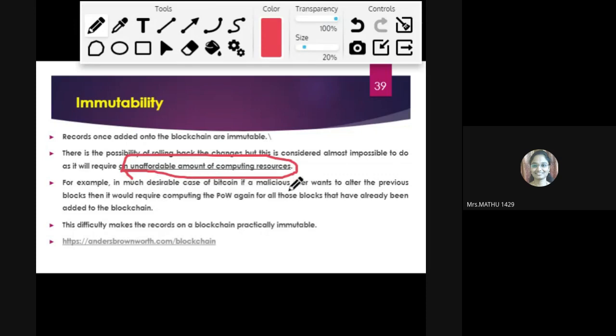In the case of Bitcoin, if a malicious user wants to alter the previous blocks, then it would require redoing the computing proof of work. POW is proof of work, again for all those blocks that have already been added to the blockchain. I'll show you a demo.